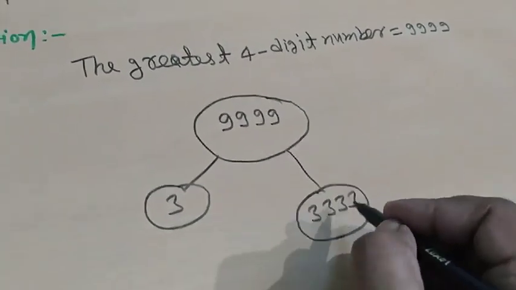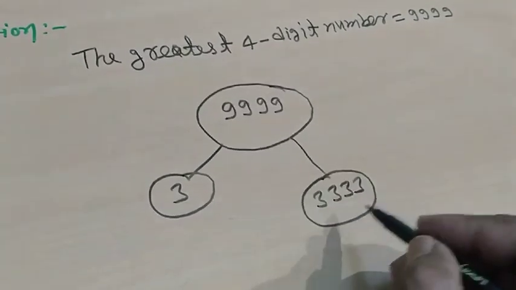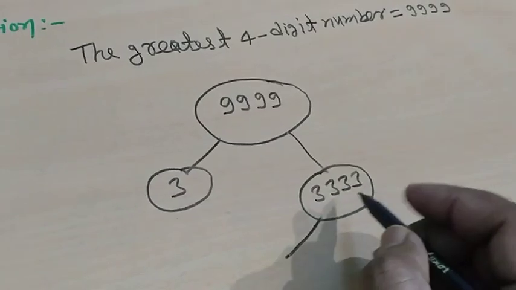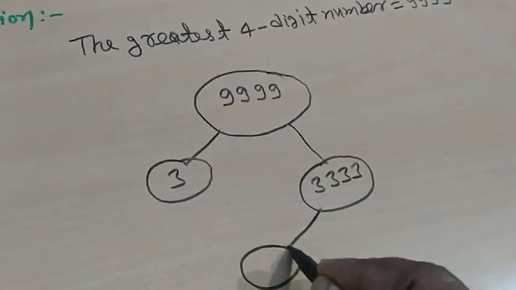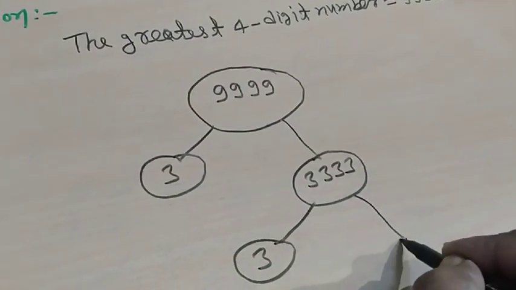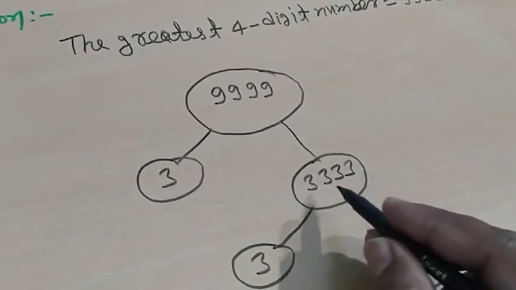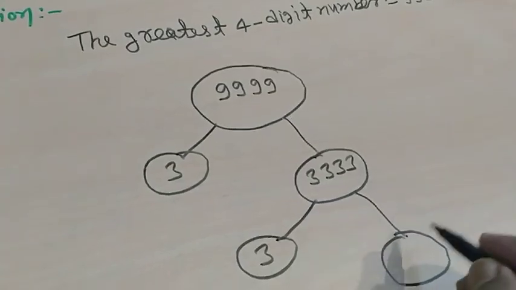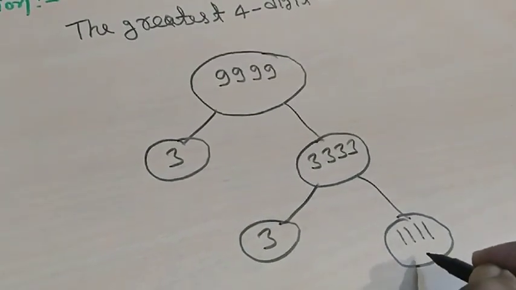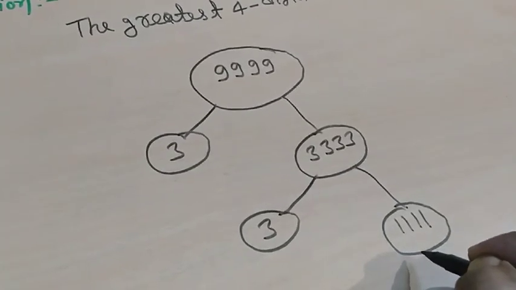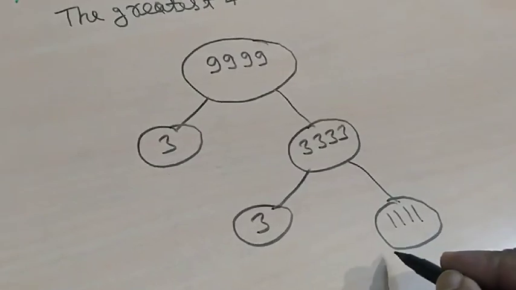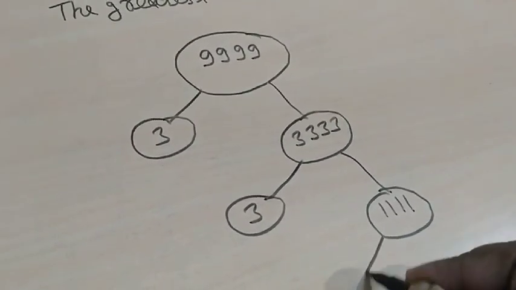3333. Now we break it into prime factors. If you divide this number by 3, what do we obtain? Tell me. 3 ones are 3, 3 ones are 3, 3 ones are 3. So 1111. Okay, now on which prime number can we divide it? Tell me. 11. Simply we can say 11.